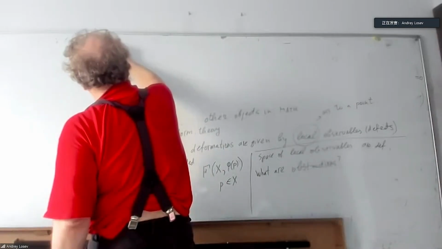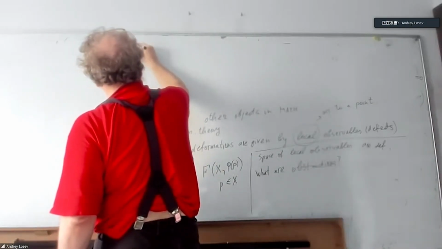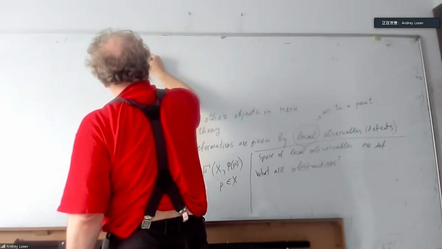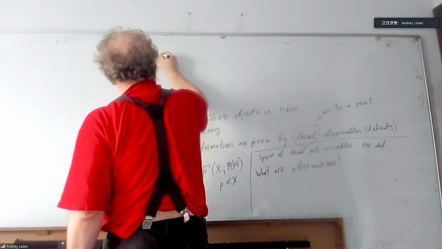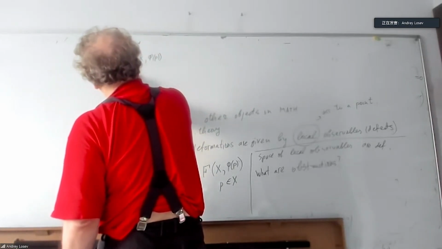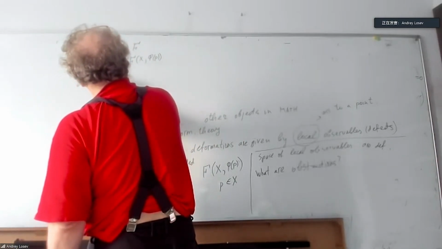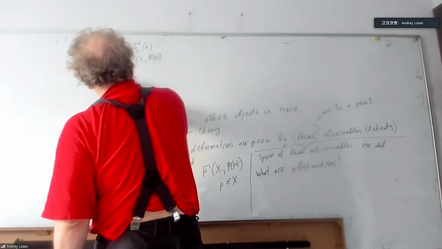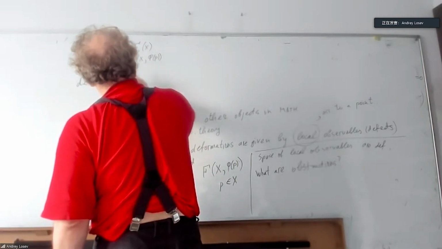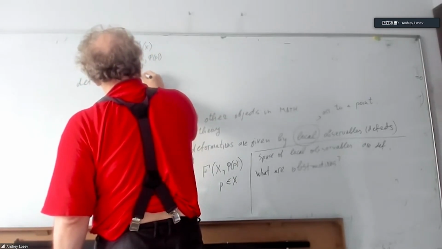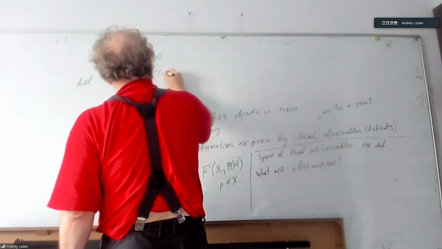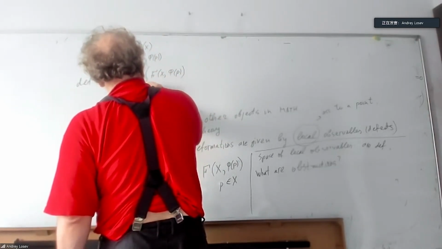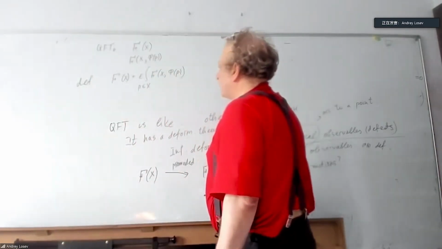So we have QFT 0, or just F. We have then F of X, phi P. Now we define F deformed as F0 of X, or just F of X, plus epsilon F of X phi P, integral over P going all over X.